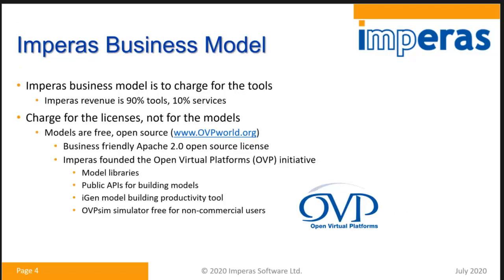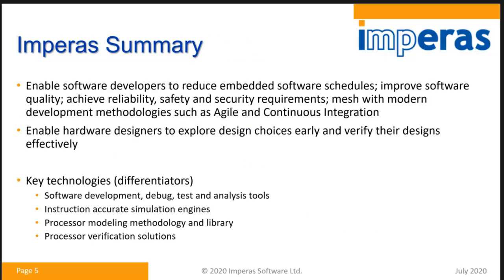Our business model is that we charge for our tools. We're a commercial company. The majority of our revenue comes from tools and not services, and we charge for the licenses of the products and not the models. The models are free and open source using an Apache license, and to facilitate this, about 10 years ago, we created Open Virtual Platforms as an initiative where there are public APIs and models in there for that.